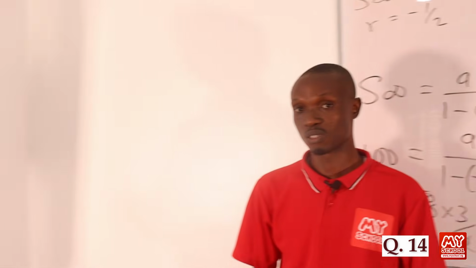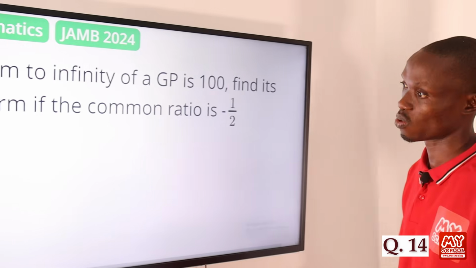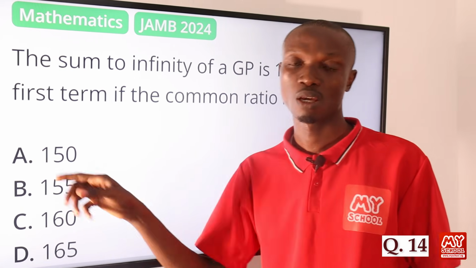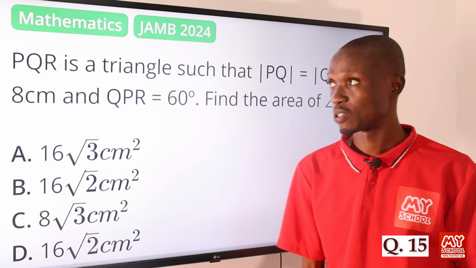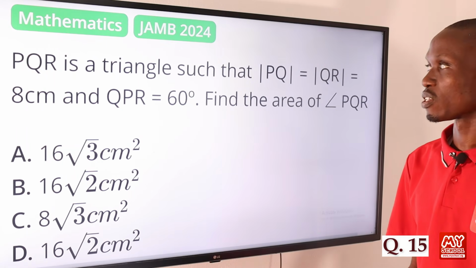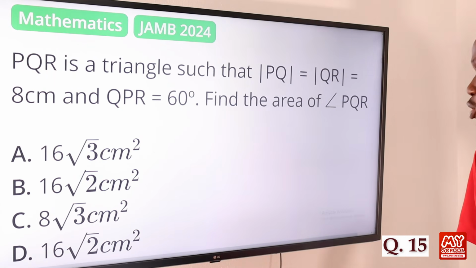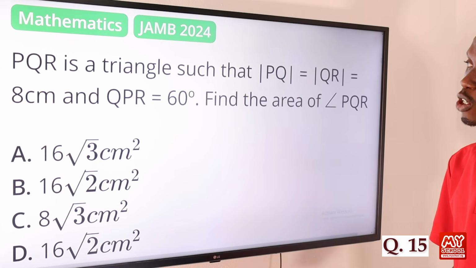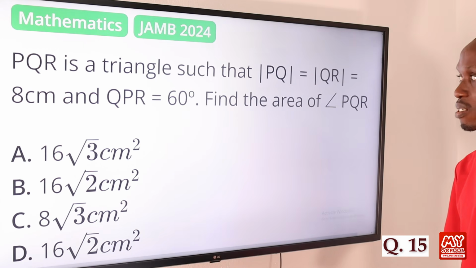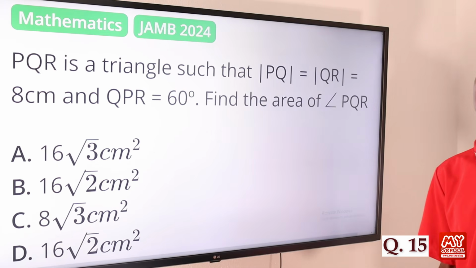So let's return back to the screen to pick the correct answer to this question, and that is option A, 150. Question 15. PQR is a triangle such that line PQ is equal to line QR, which is equal to 8 centimeters, and angle QPR is equal to 60 degrees. Find the area of triangle PQR. So let's move over to the board to provide an answer to this question.